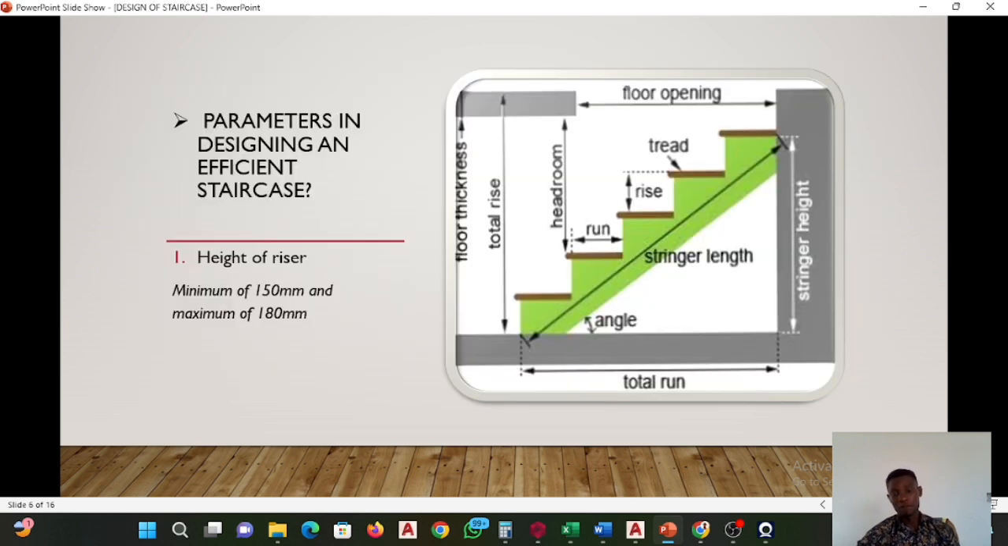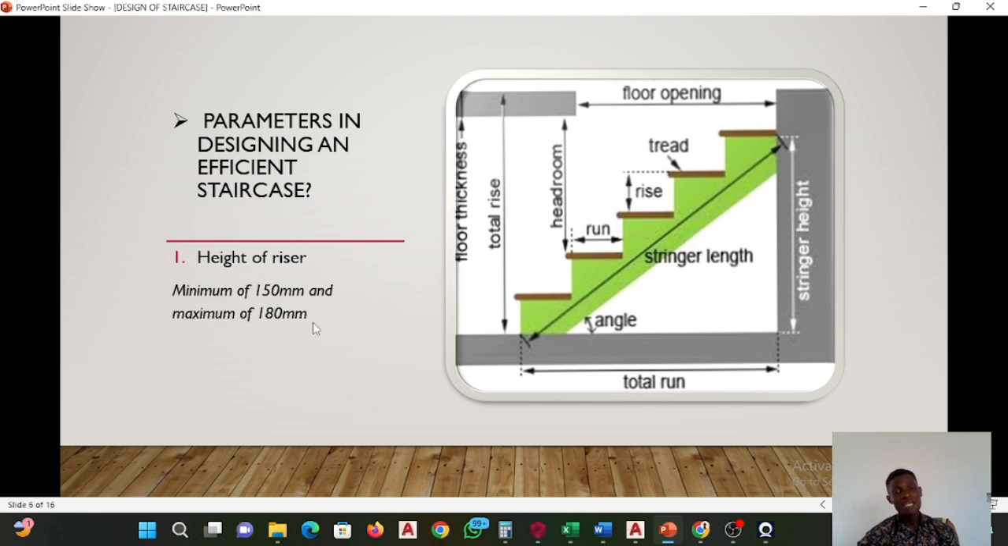Parameters in designing an efficient staircase. I'll list seven major parameters, and I'm going to be showing you the diagram of how they look. So number one parameter in designing an efficient staircase is the height of the riser. These are the riser. The one that is labeled rise in this diagram is referred to as the riser.